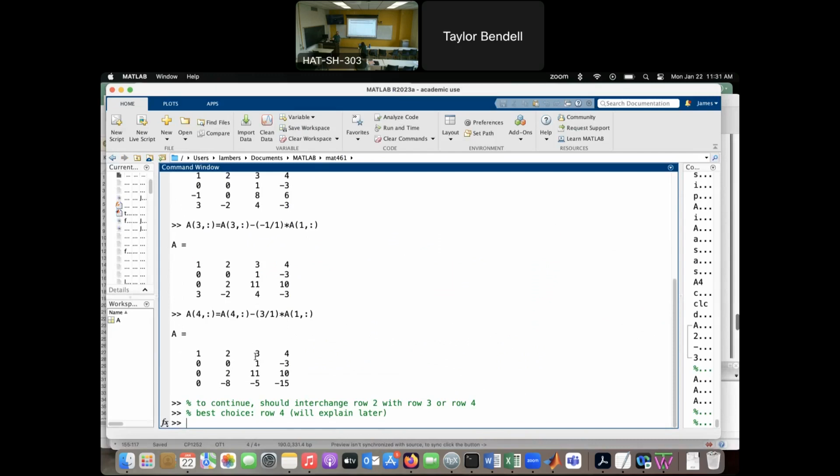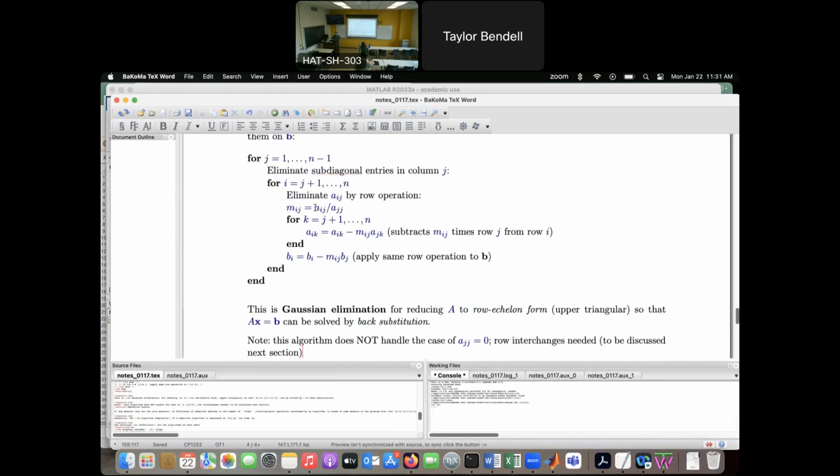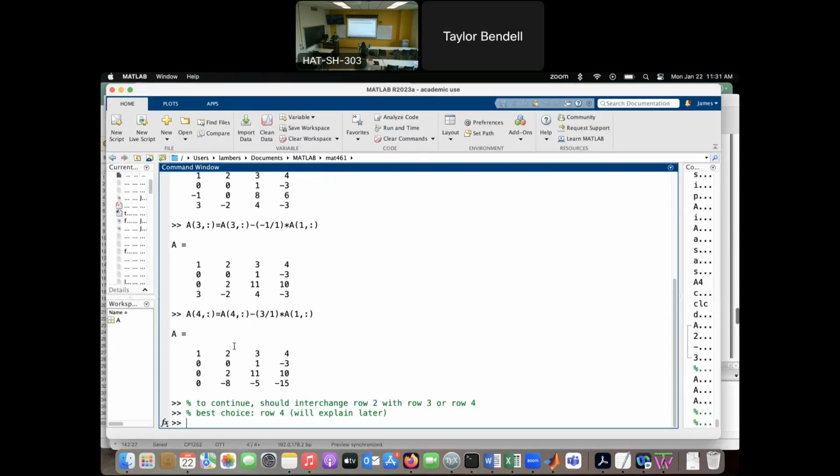You want the multipliers, the Mij, to be as small as possible. And the reason why is it reduces the propagation of rounding error. And to have the multiplier smaller means the diagonal entry should be larger. So the idea is, and I'll talk about this more later, but when you look for a row to swap with, you look for a large entry in absolute value. And it's like that.